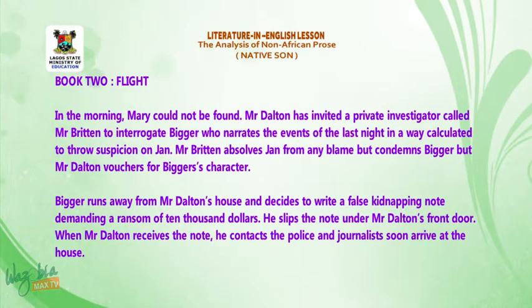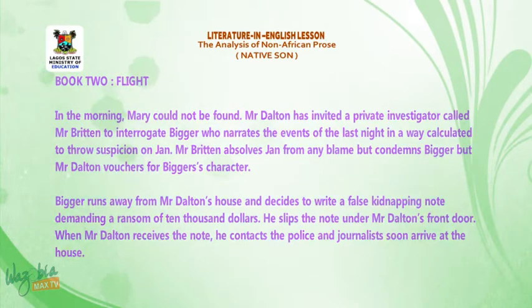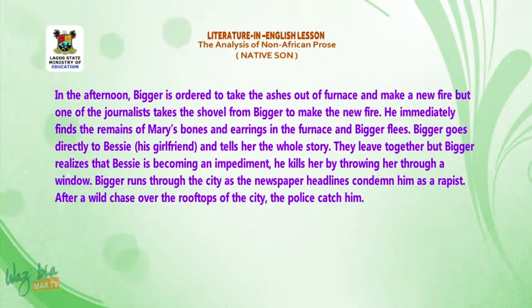Bigger runs away from Mr. Dutton's house and decides to write a false kidnapping note demanding a ransom of $10,000. He slips the note under Mr. Dutton's front door. When Mr. Dutton receives the note, he contacts the police, and journalists soon arrive at the house. In the afternoon, Bigger is ordered to take the ashes out of the furnace and make a new fire. But one of the journalists takes the shovel from Bigger to make the new fire. He immediately finds the remains of Mary's bones and earrings in the furnace.